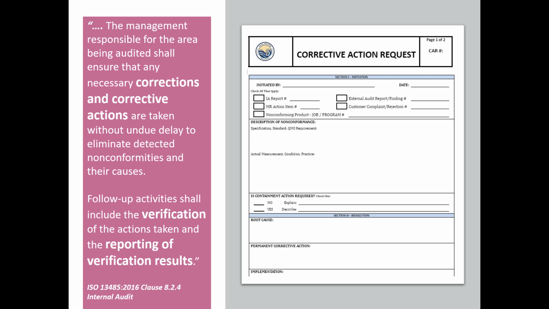It also states at the end here of clause 8.2.4 that follow-up activities shall include the verification of the actions taken and the reporting of verification results. So what does that mean? In the case of the document control finding, the internal auditor might re-audit that area again promptly, and hence the internal audit schedule will have to be updated because a significant issue was found.